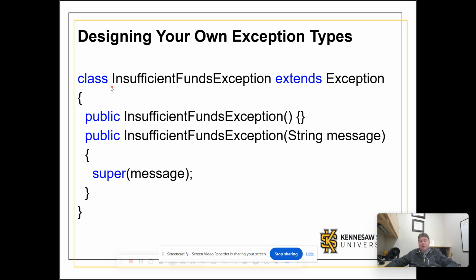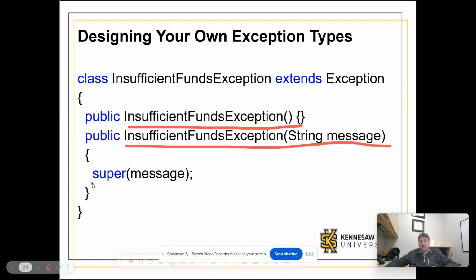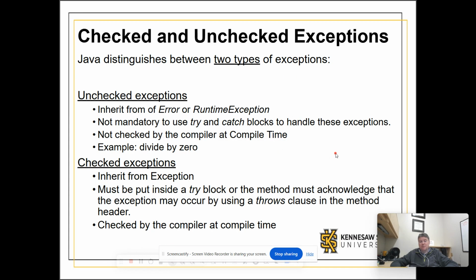And so in this example, we have a class InsufficientFundsException, back to my bank example. And so you have your default constructor that does nothing, and then you have your overloaded constructor that simply passes the message up to the parent.